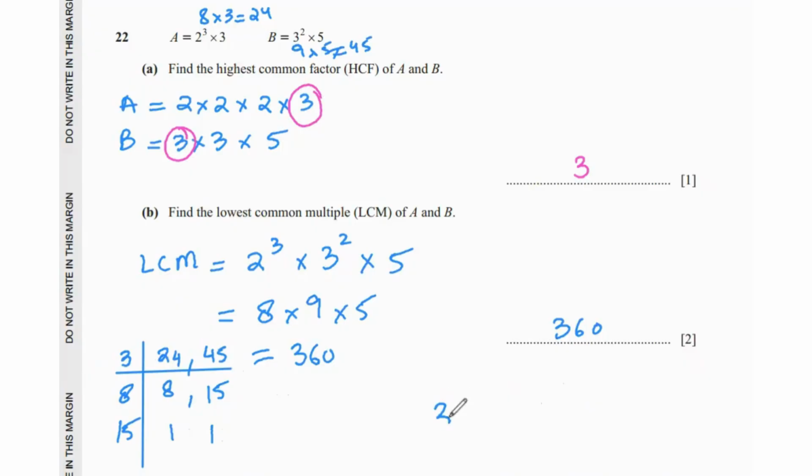So same thing, 3 times 8 times 15, and that also equals 360. So whichever way is easy for you to remember, just use that and you'll get the right answer.